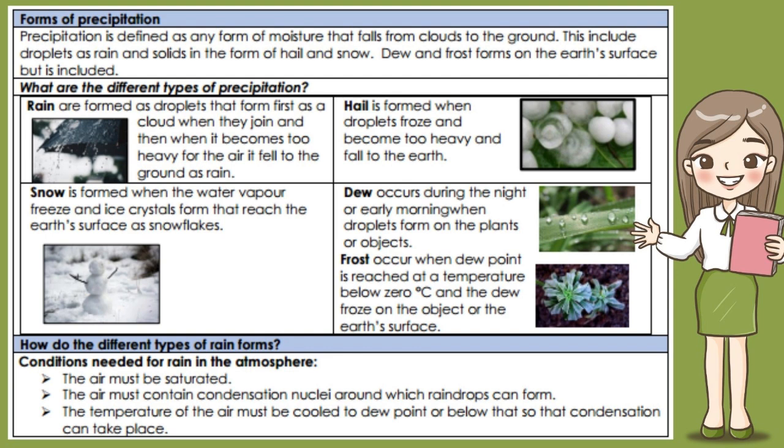How do the different types of rain form? Conditions needed for rain in the atmosphere. The air must be saturated. The air must contain condensation nuclei around which raindrops can form. The temperature of the air must be cooled to dew point or below that so that condensation can take place.